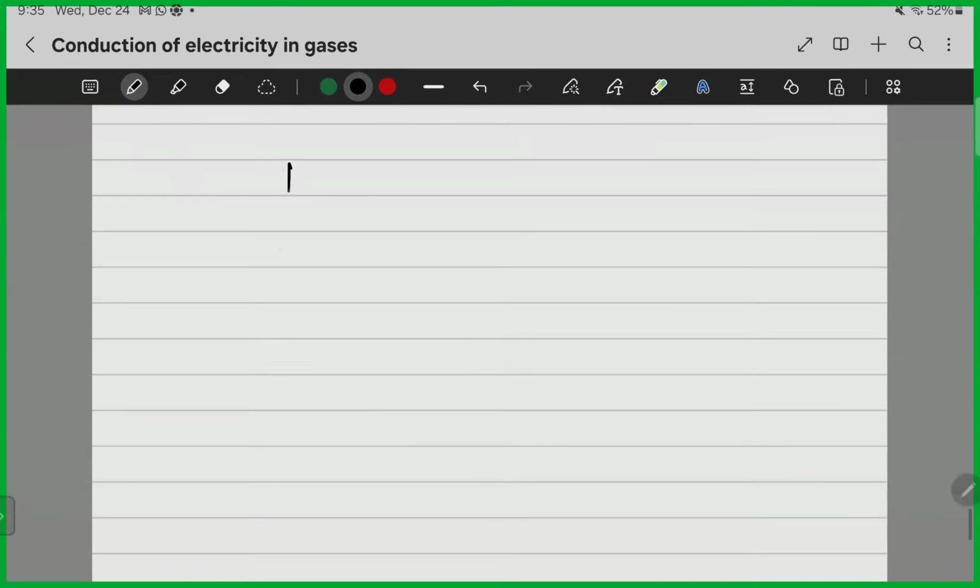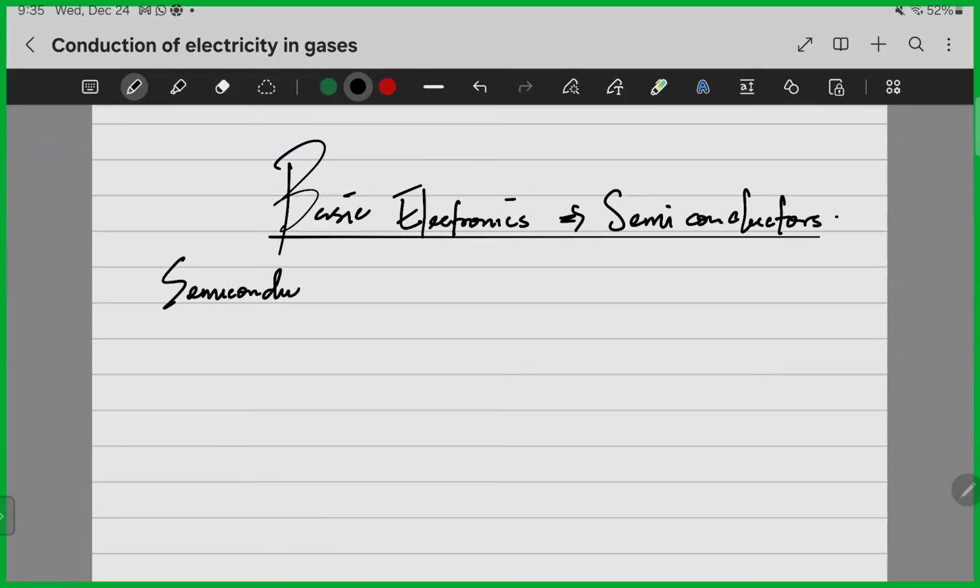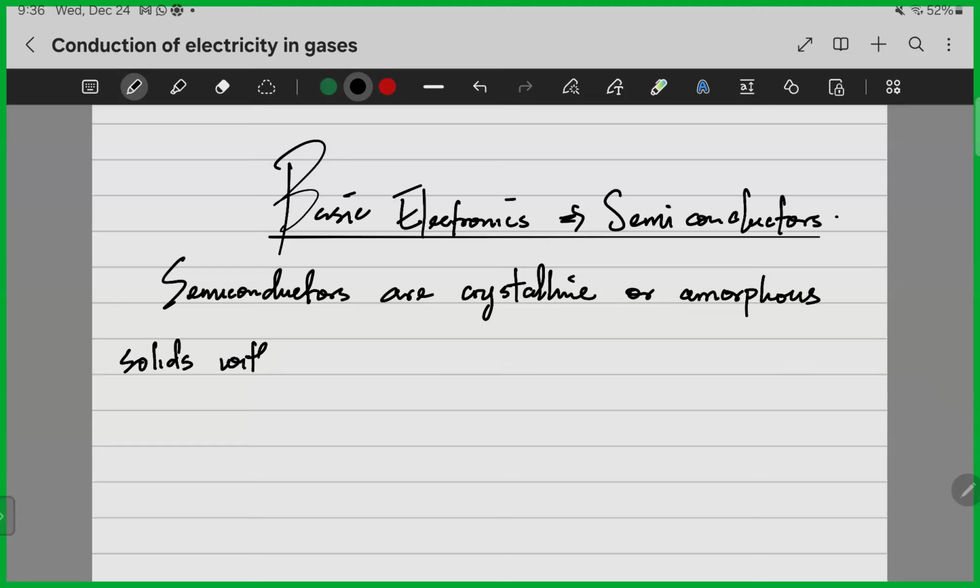Now let's look at basic electronics. And here I'll be looking at semiconductors. Good to establish that semiconductors are crystalline or amorphous solids with distinct electrical characteristics.